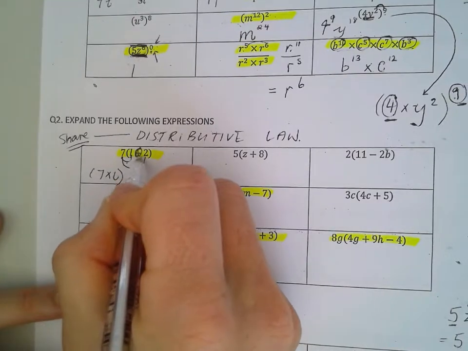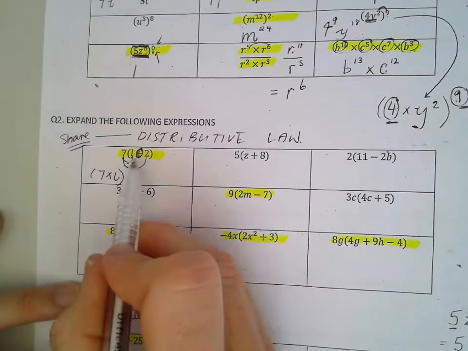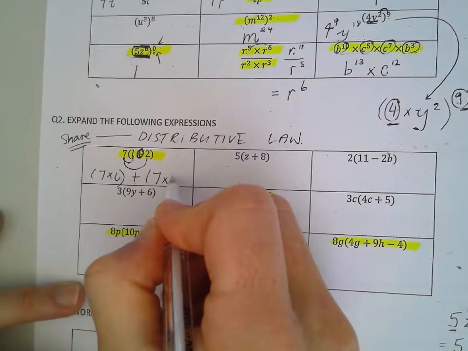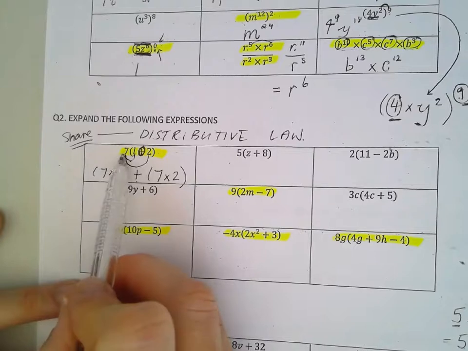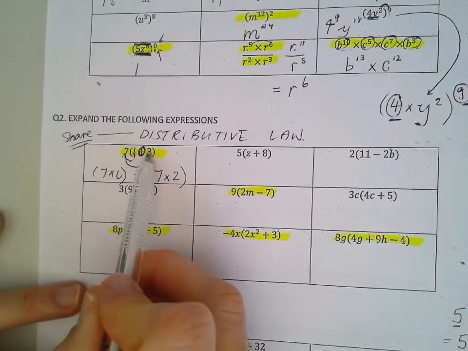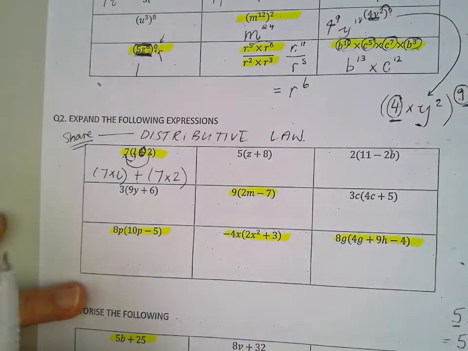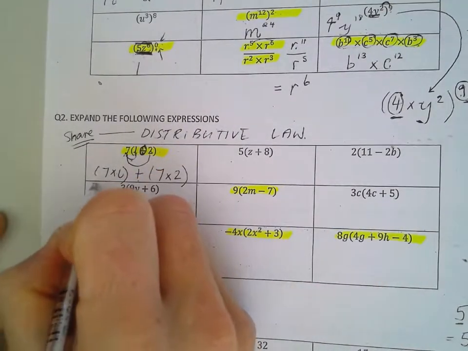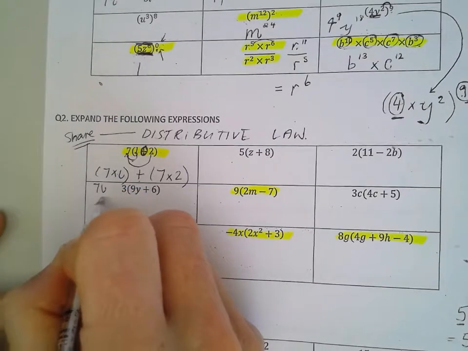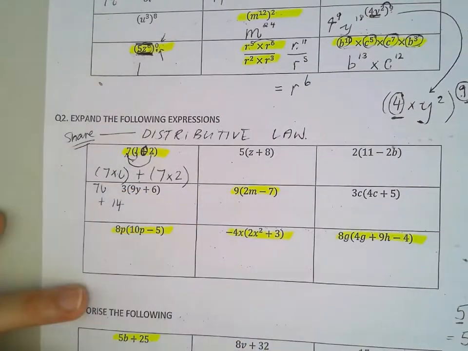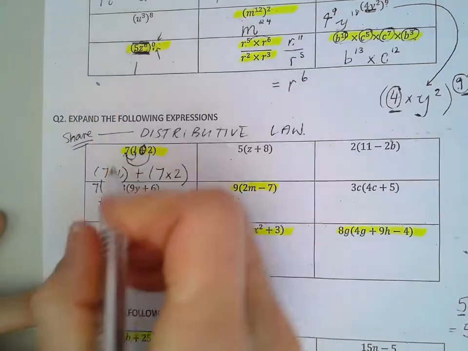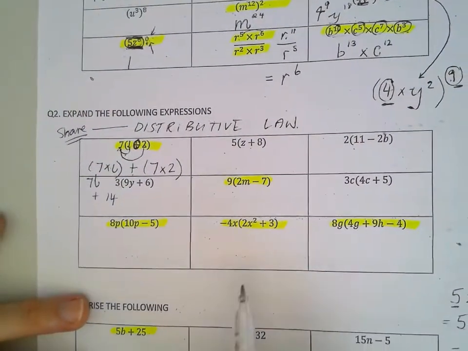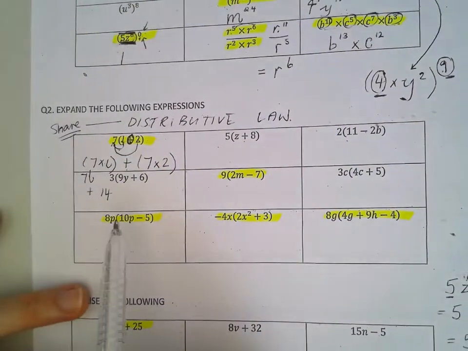Okay, you have to concentrate on what that operation is. Sometimes it's plus, sometimes it's subtract, you bring it down. 7 multiplied by 2. So you've shared whatever is outside the bracket with whatever is inside the bracket by multiplying. That's what the distributive law is. Okay, so your answer would be 7L plus 14. These two are just as easy, except there's a subtract there, but the process is the same.